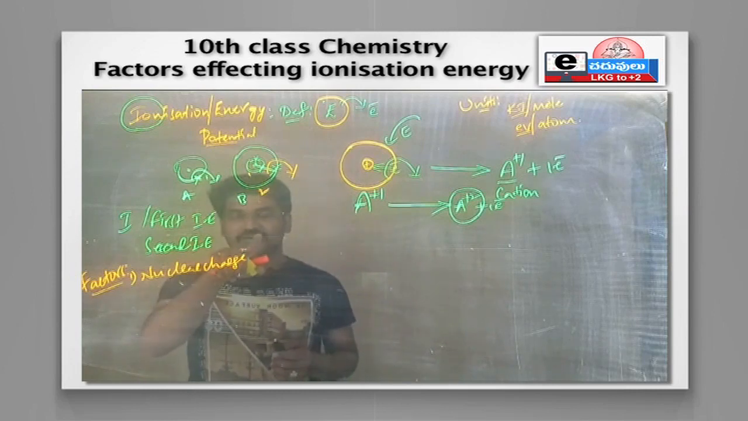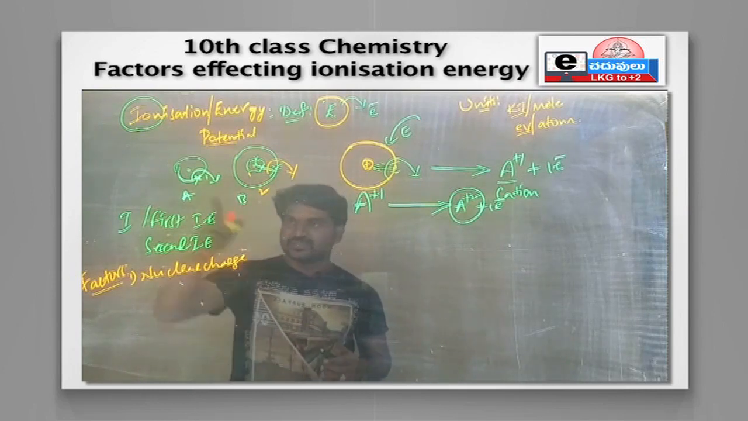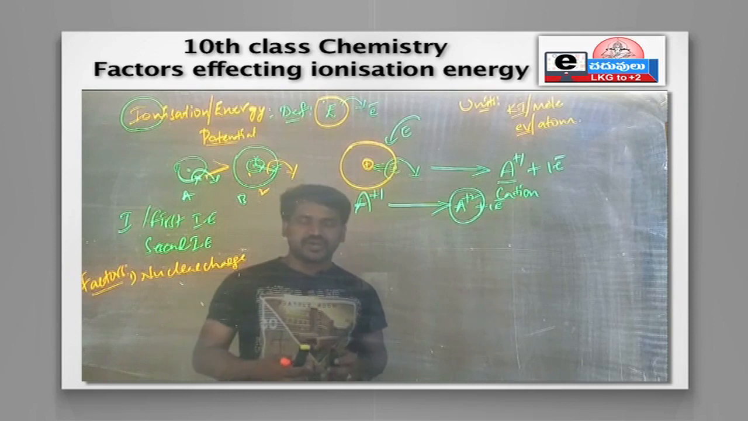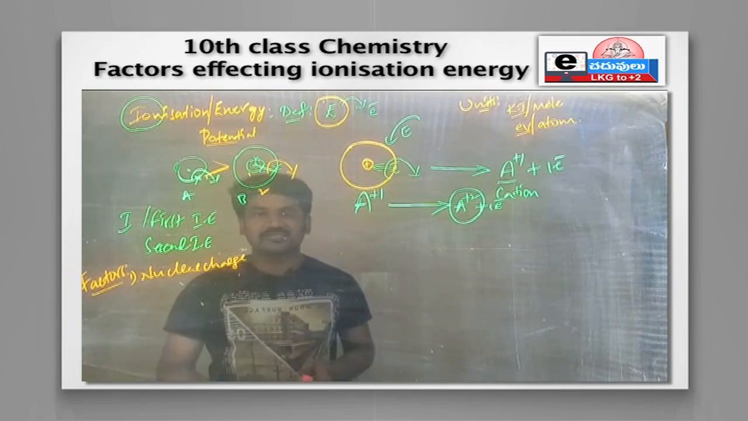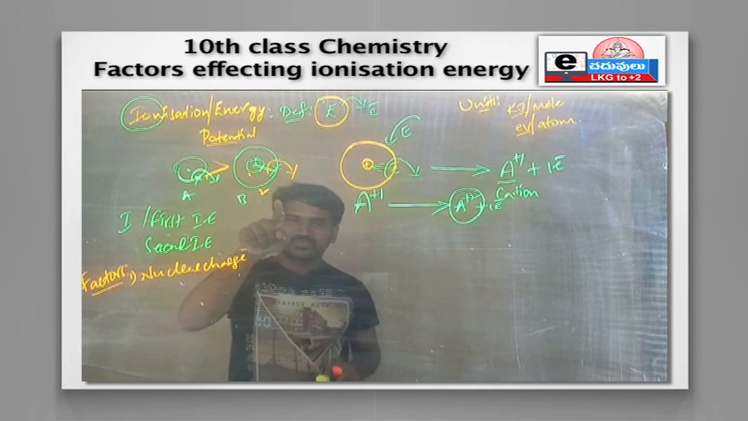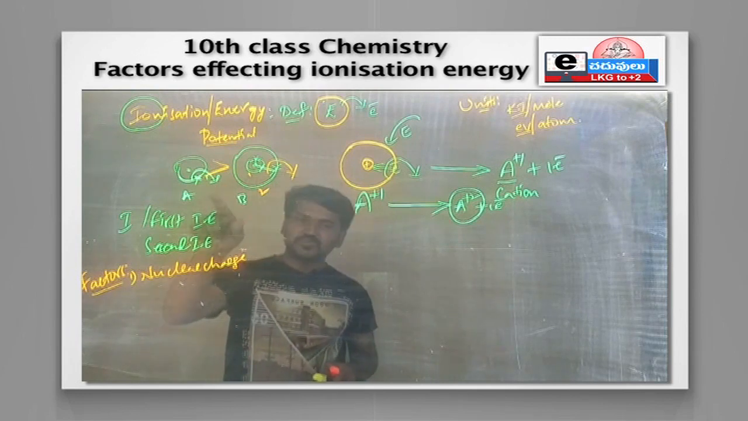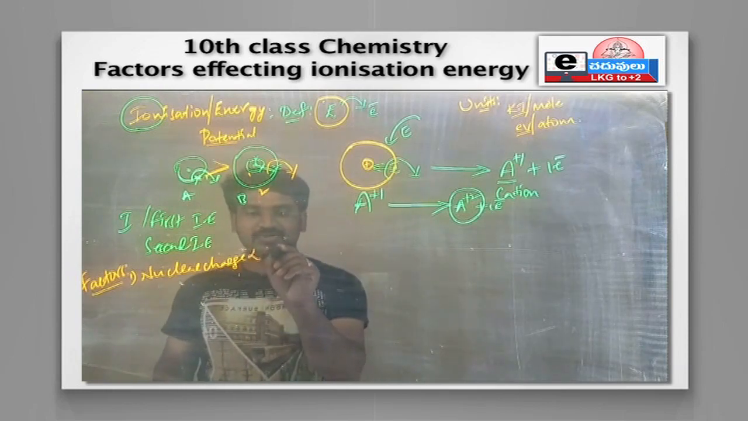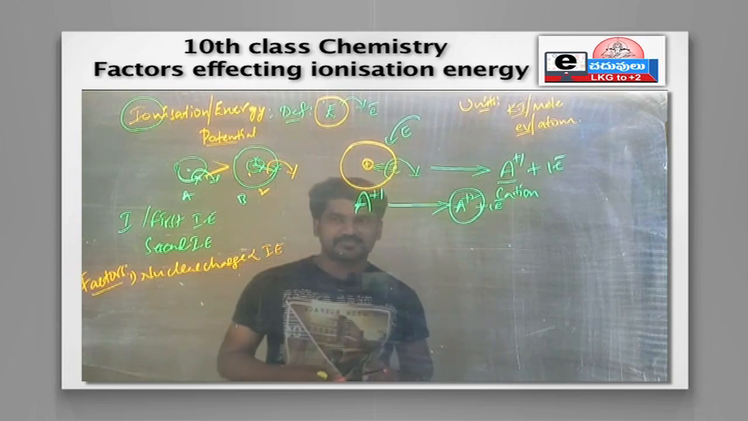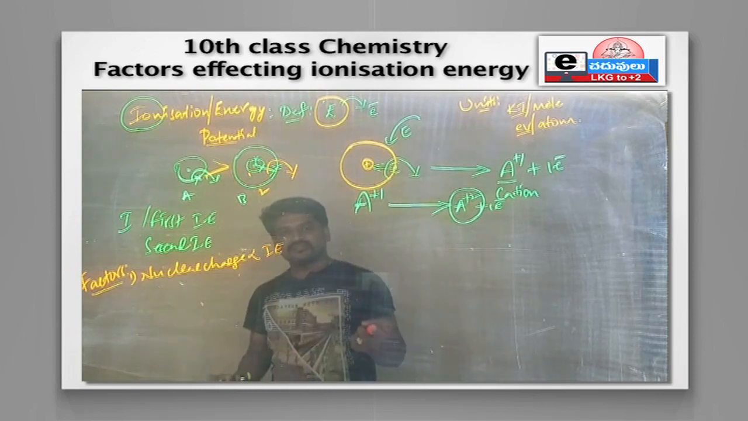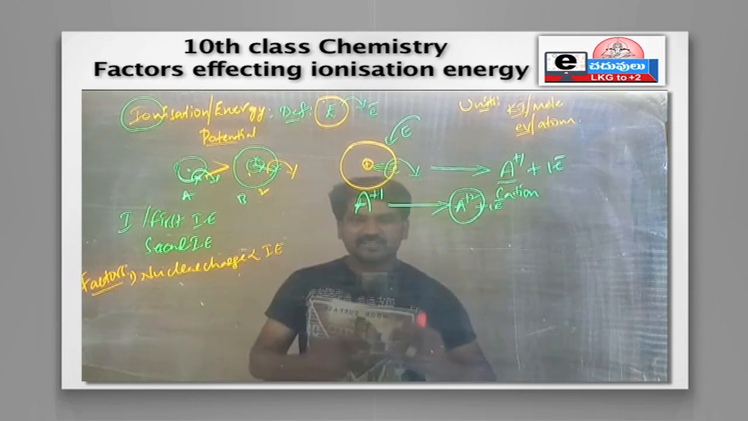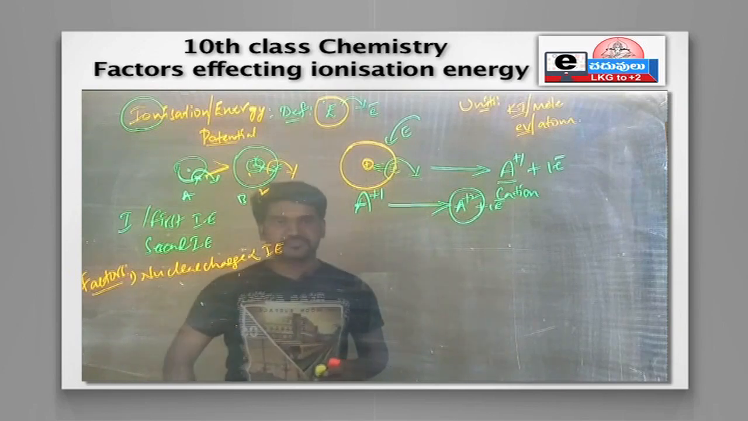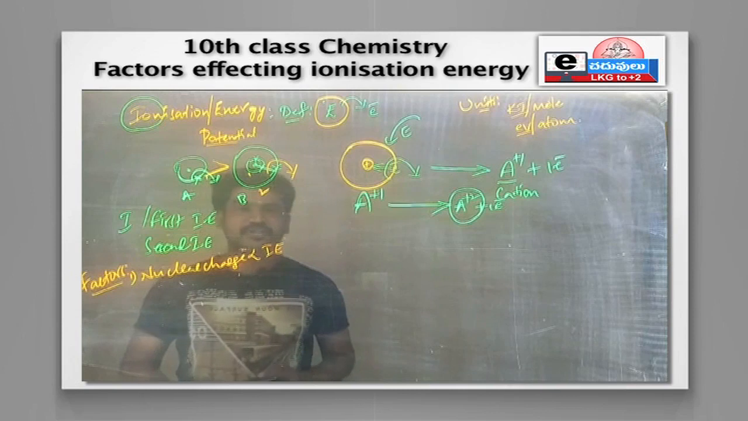In these two cases, where do you need more ionization energy? In A we need more ionization energy. Here nuclear charge is less, so less ionization energy. Here nuclear charge is more, so more ionization energy. Nuclear charge is directly proportional to ionization energy. Nuclear charge increases, ionization energy increases. Nuclear charge decreases, ionization energy decreases. Do you understand, children? So this is nuclear charge.